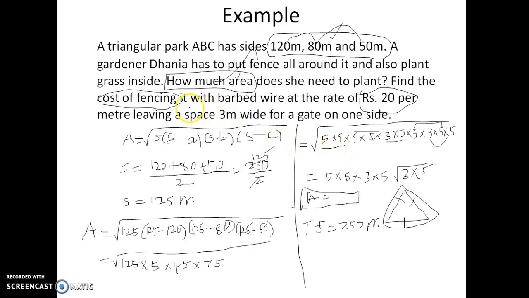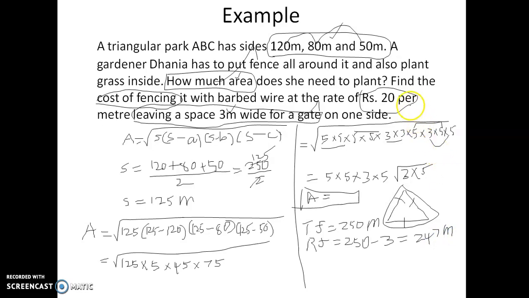But they are asking to leave a space of 3 meter for a gate. So from the fencing we need to subtract 3 meter for the gate. Now the required fence, RF, equal to 250 minus 3 meter for the gate. So we'll get 247, which is the fence except the gate.